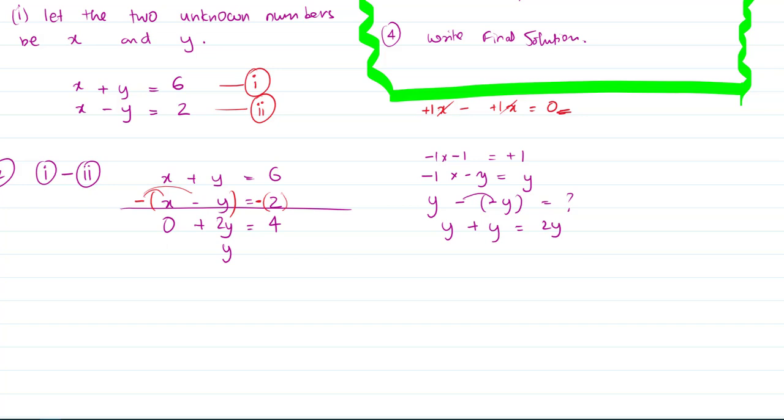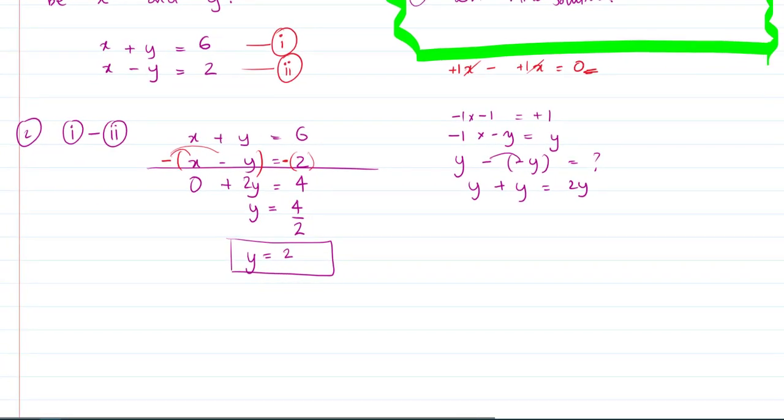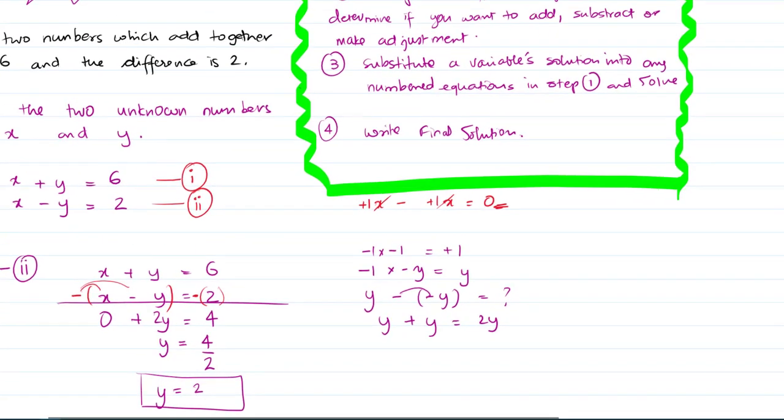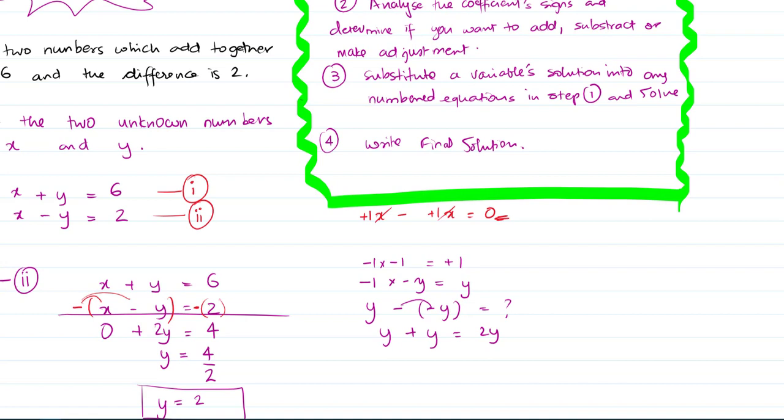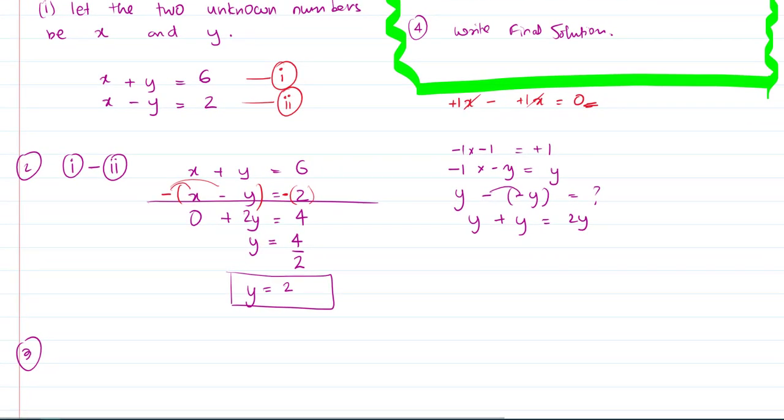Now if we divide by 2 on the other side, we have 4 over 2, and then y is equal to 2. Here's our solution to the first variable. Now we have found one of the unknown numbers. We have to find the other unknown number as well. And what should we do? Well, I've written here, in the third step, substitute a variable solution into any numbered equation in step 1 and solve. In step 1, you have numbered these equations, so now you can substitute this number into any of those equations.